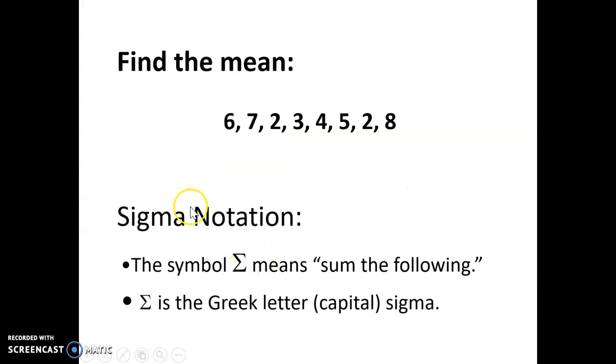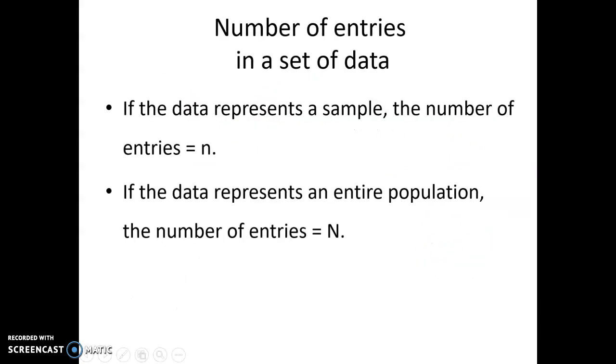So finding the mean, we are going to talk about sigma notation a lot this year. So we need to know what this symbol means. Again, in math, we don't like to write words. So we can write the words sum the following over and over again, or we can use the symbol sigma. It's called the Greek letter sigma, and it stands for sum the following. So what we need to do is add all these up and divide by how many there are. That's how you find the mean.